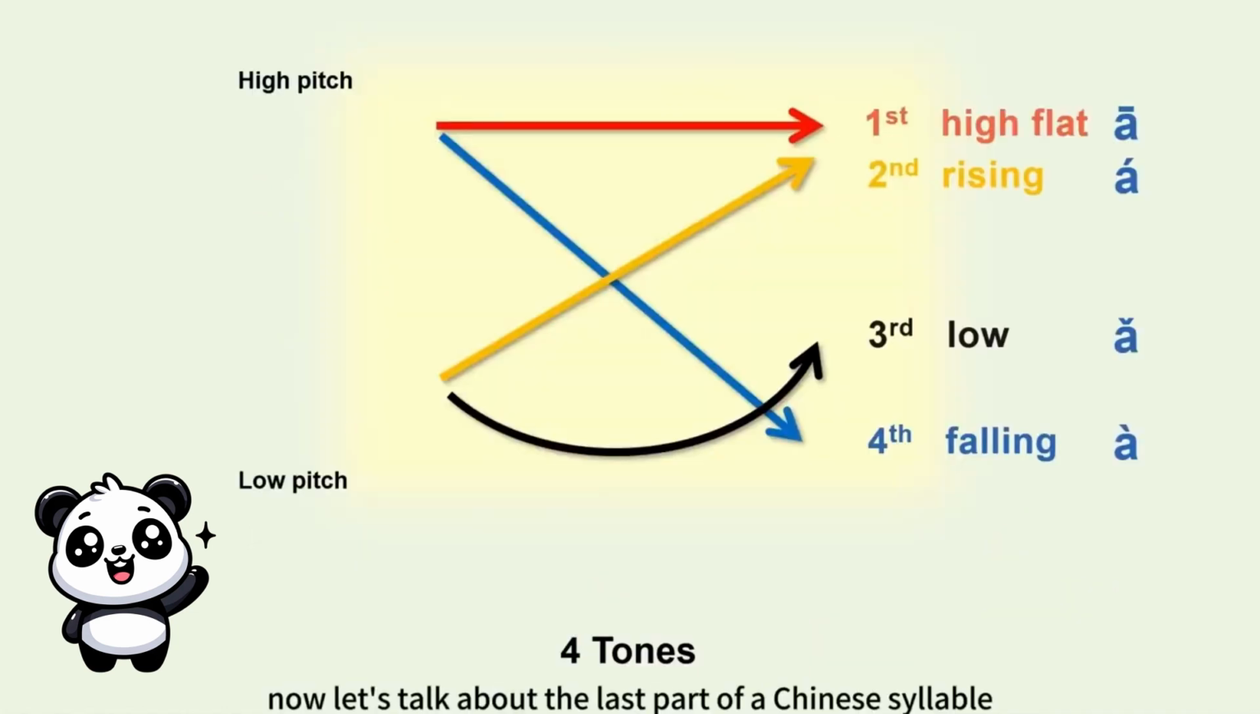Now let's talk about the last part of a Chinese syllable, the 4 tones. Tones are involved with pitch changes. The first tone is high and flat. Ah. Make sure the pitch is flat. It doesn't rise or fall during the entire tone duration.